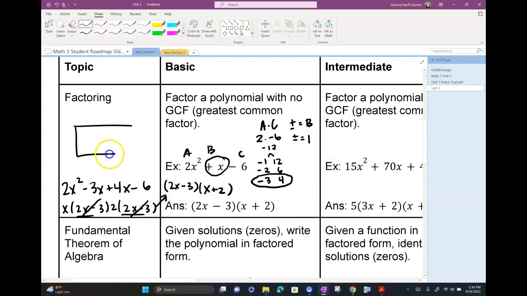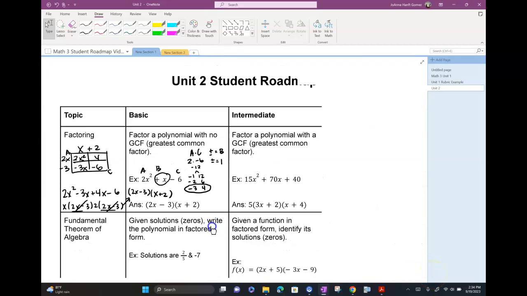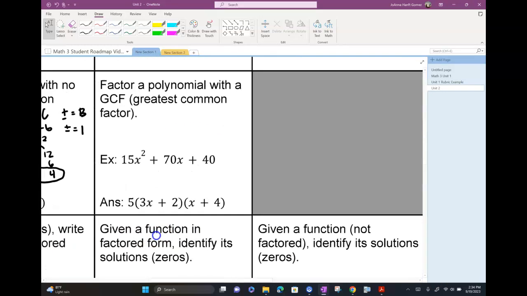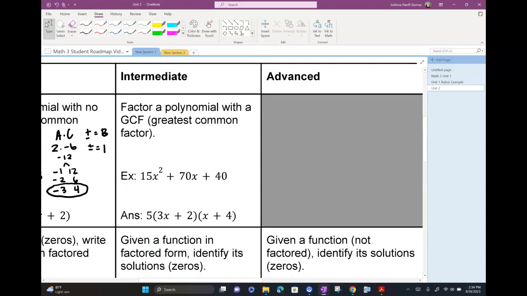You can also do it in the box if you remember doing your box. So remember, A and C will always go in those 2 boxes. And then you have your -3x and 4. And you end up with that same thing as your factors.